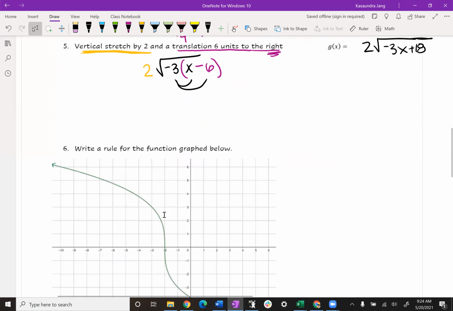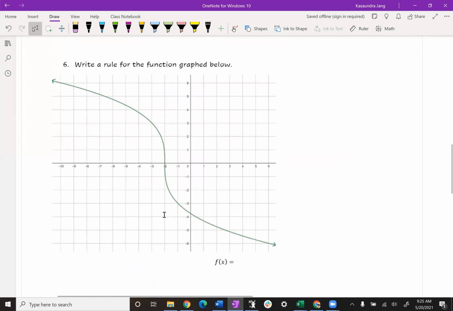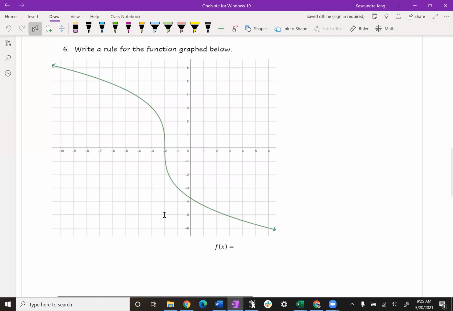And then last one here, write a rule for the function graphed below. So I can tell this is a cube root function just because I've got the arrows on both sides. So it's for sure a cube root. I think my parent function, though, was kind of facing the opposite direction. I think they did a reflection. So I'm going to put a negative in front of my cube root. Okay, so that took care of the direction now.